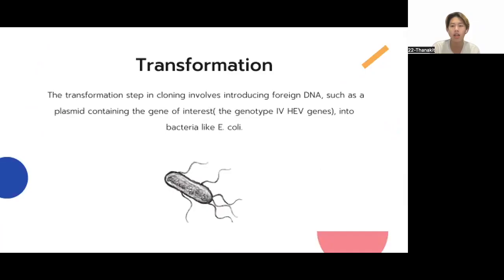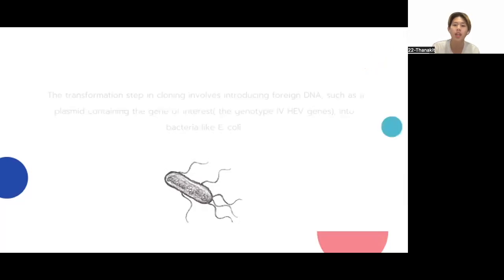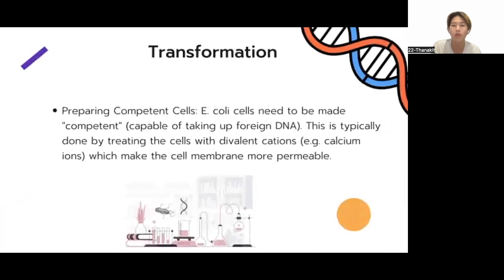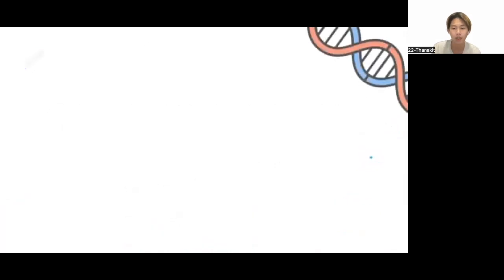The next step is transformation, which is introducing foreign DNA in the form of a plasmid vector containing the gene of interest, in this case the HEV gene, into bacteria like E. coli. The step starts with the preparation of E. coli cells, which makes the E. coli cells competent. It's normally done by treating the cells with a divalent cation, for example calcium ions, to make the cell membrane more permeable for the plasmid vector to get inside the cell.